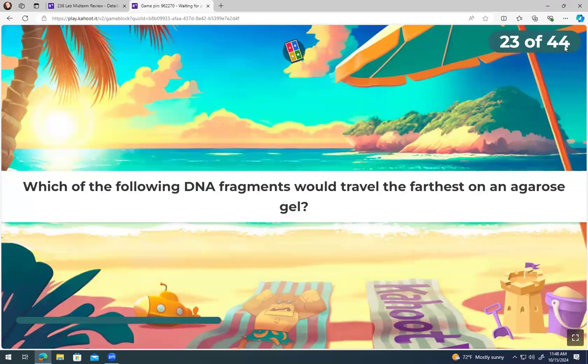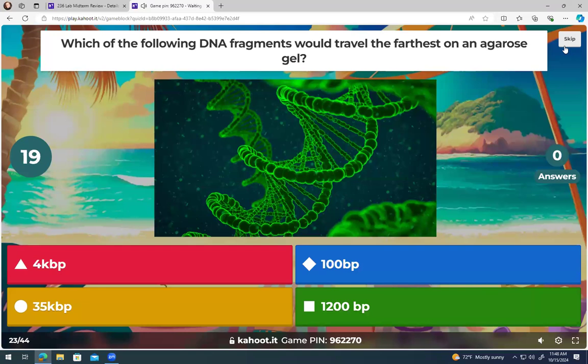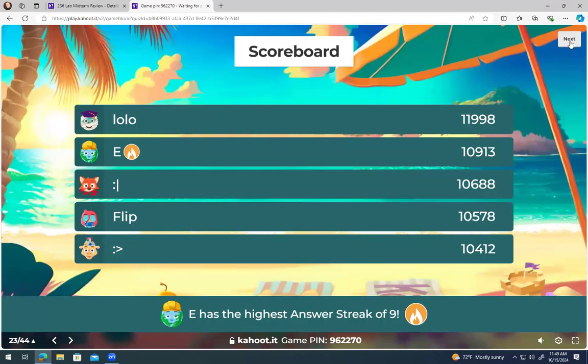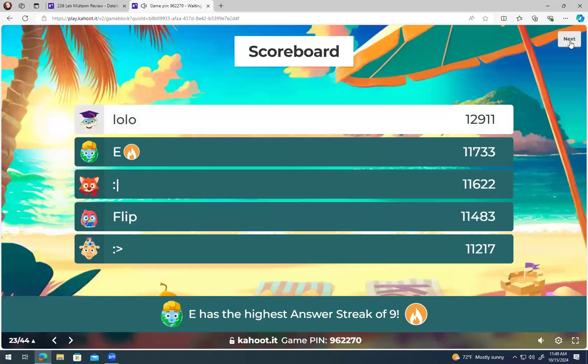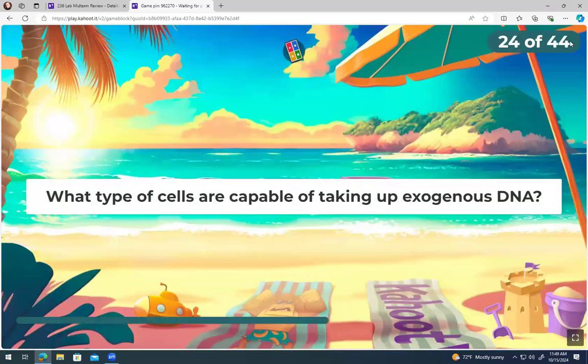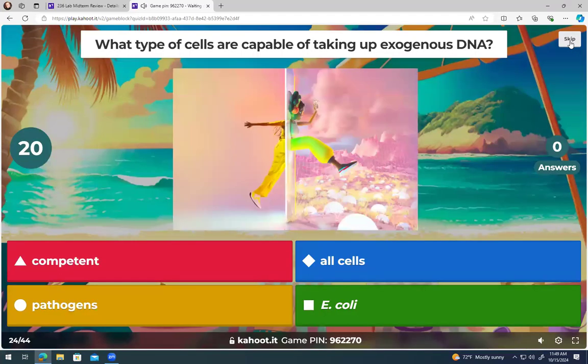All right, which of the following DNA fragments would travel the farthest on an agarose gel? So it's gonna be 100. Good job, guys. That's the smallest one. Smallest travel the fastest. All right, what type of cells are capable of taking up exogenous DNA?